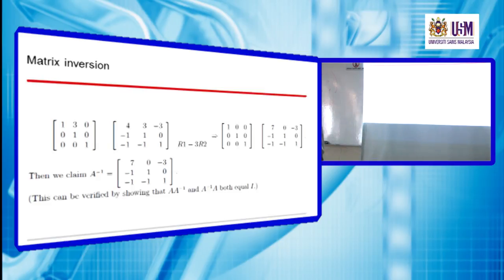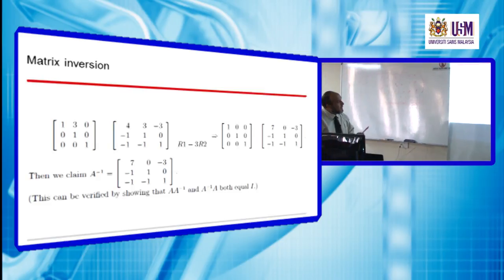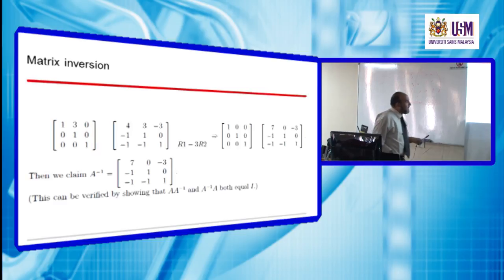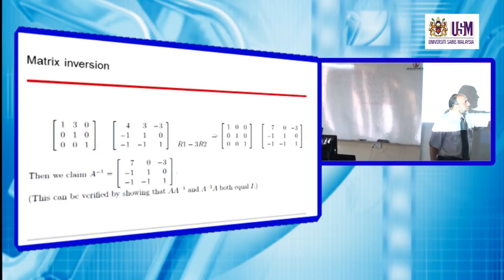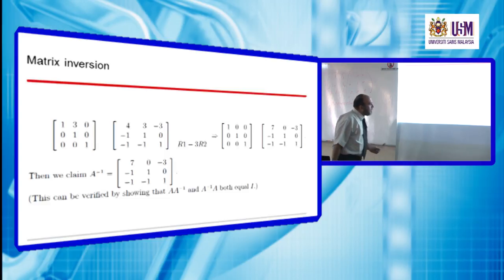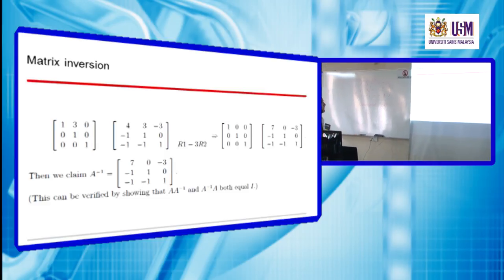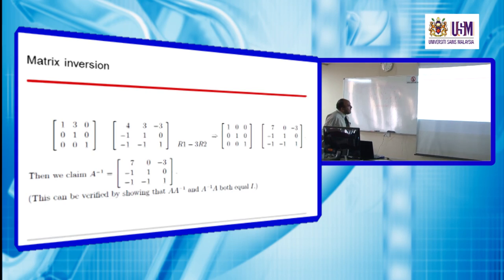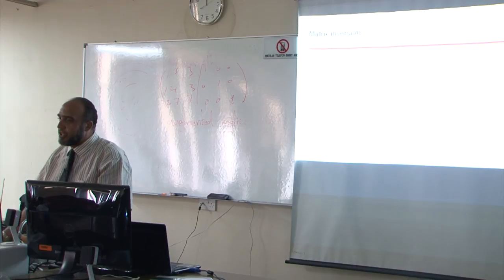Now, if I multiply the new matrix, this one is the inverse matrix, by the original one, the result should equal the identity matrix. This ends today's lecture.